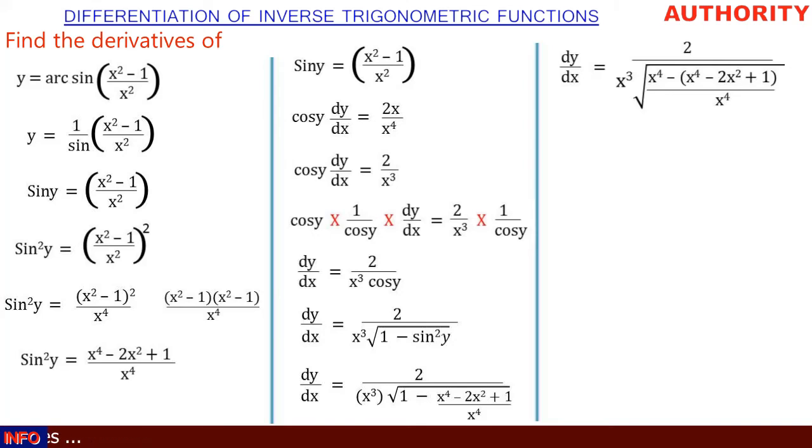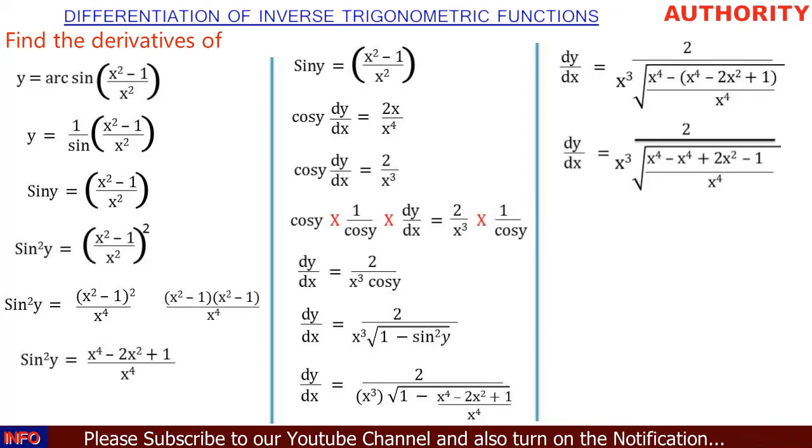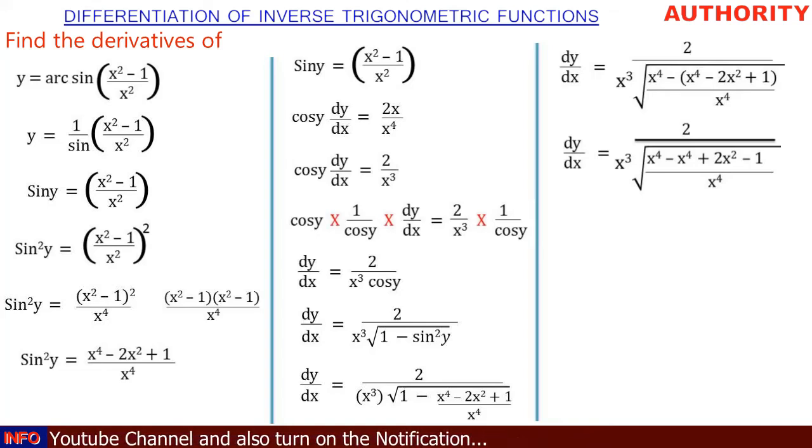Then we have minus open bracket, x raised to power 4 divided by x raised to power 4 is going to give us 1. 1 multiplied by the numerator, which is x raised to power 4 minus 2x squared plus 1, is going to give us x raised to power 4 minus 2x raised to power 2 plus 1. You get it right? We have all over x raised to power 4, right? Yes. If we open the bracket, minus times x raised to power 4 is going to give us minus x raised to power 4. And then minus times 2x squared is going to give us plus 2x squared. And then minus times plus 1 is going to give us minus 1.